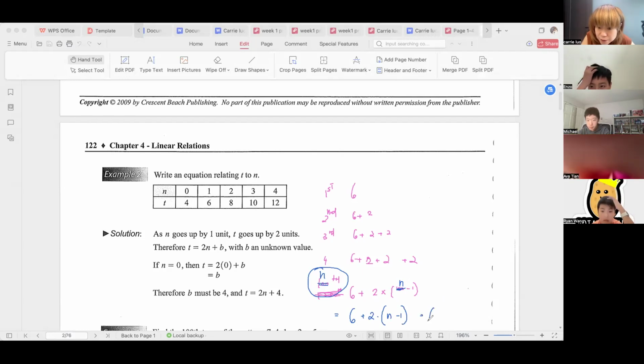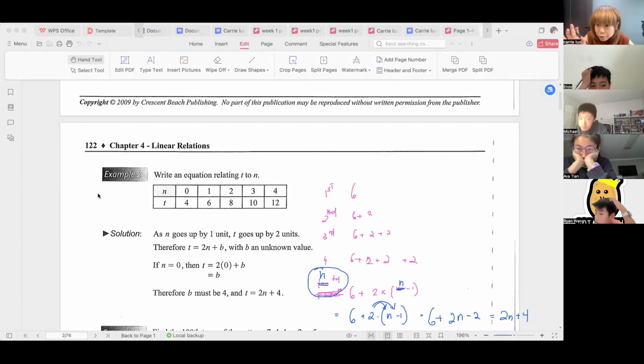Get it? So it's 6 plus what? 2n minus 2. So it's 2n plus 4. Okay, I'm going to stop here, let you think about it. I want you to go back. I give you 30 seconds, Ava, to write down everything, and we're going to go back to the earlier question.